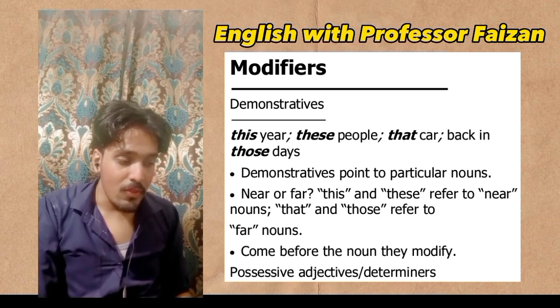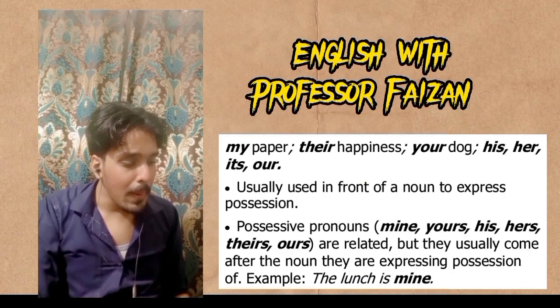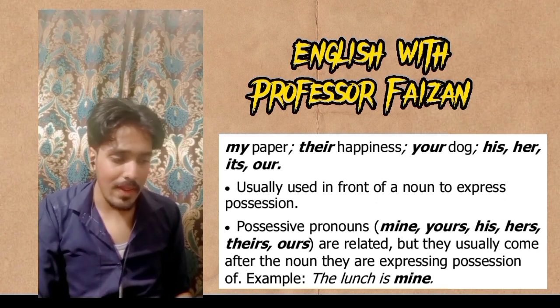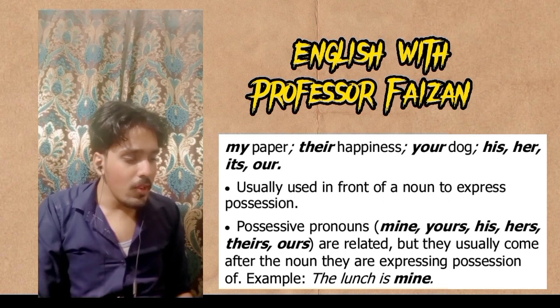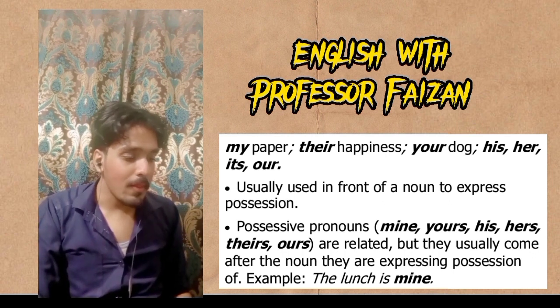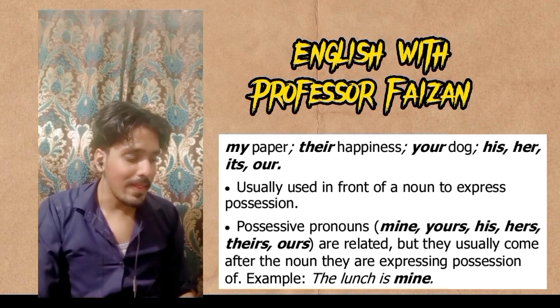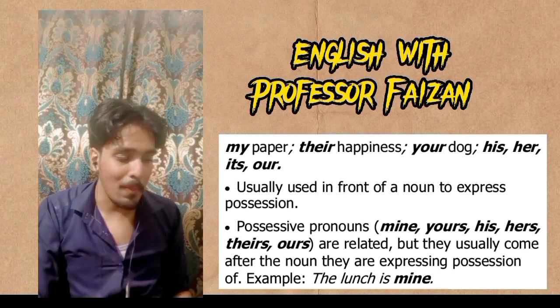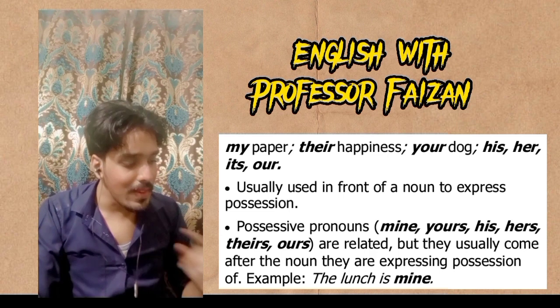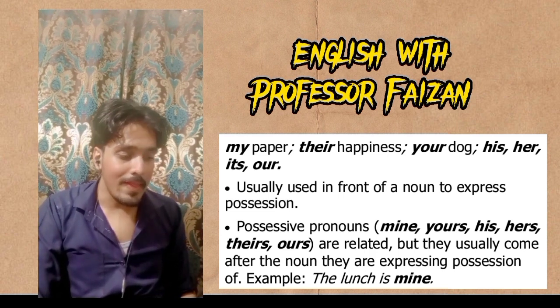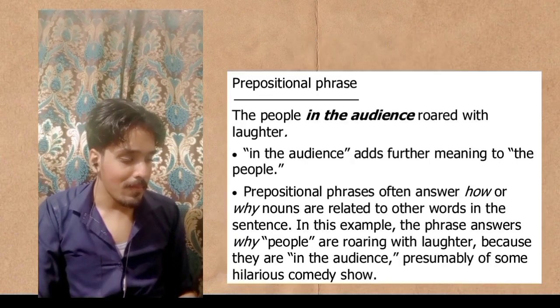Possessive adjectives, determiners as we call them: my paper, their happiness, your dogs, his, her, its, our. Usually used in front of a noun to express possession. Possessive pronouns are mine, yours, his, hers, theirs, ours. They are related, but they usually come after the noun they are expressing possession of. Example: the lunch is mine.